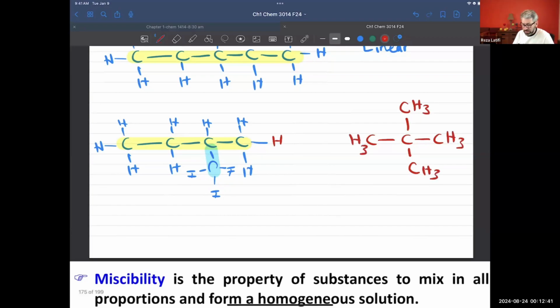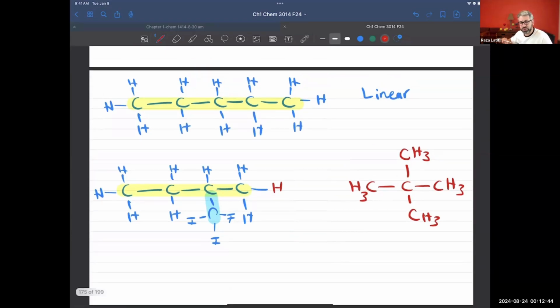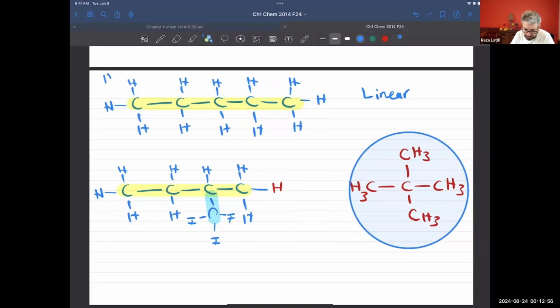Okay, now what happened? From linear geometry, we started shifting to a kind of spherical geometry. The last one, if I draw something around it, I can say it's almost like a spherical object. The first one was completely linear. The second one got a branch, and the third one now turned out to be spherical.